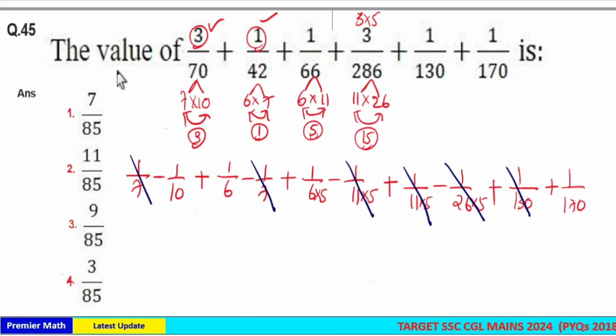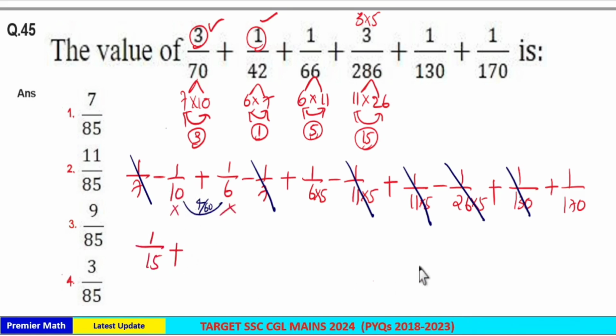Now from this, here 1 by 6 minus 1 by 10. Difference between 6 and 10 is 4. So this will become 4 divided by 6 into 10, 60. 4 by 60 means 1 by 15. So this will become 1 by 15 plus, we take these two terms. Remaining is 1 by 30 plus 1 by 170.